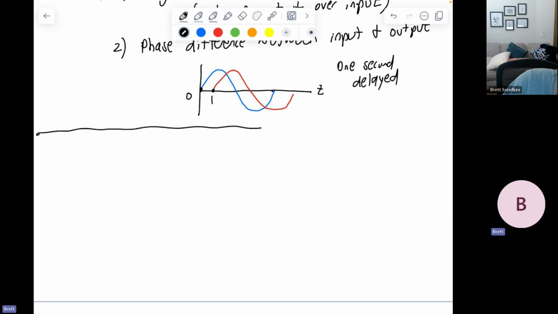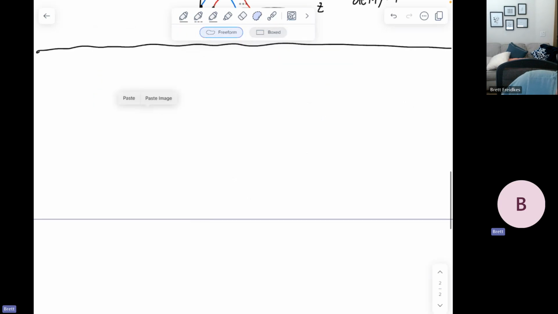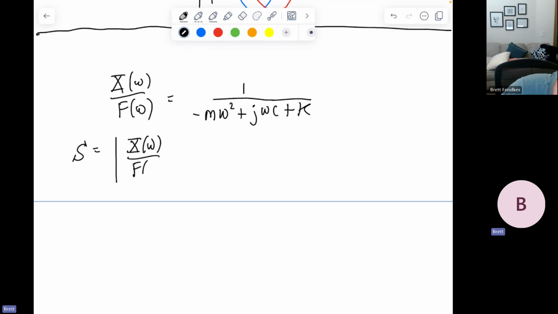So let's go ahead and look at this complex number now. I'm going to go ahead and copy and paste this from up here. And what we're going to say is that S, the sensitivity, I'll do capital S to not get confused with the little s's in the Laplace domain. This will be the magnitude of X of omega over F of omega, which will be the magnitude of this fraction. Now, as we discussed in class, the magnitude of a fraction can be rewritten as the magnitude of the numerator over the magnitude of the denominator.